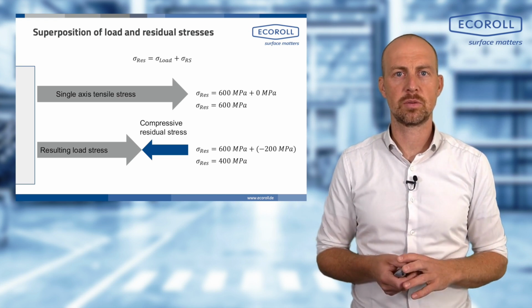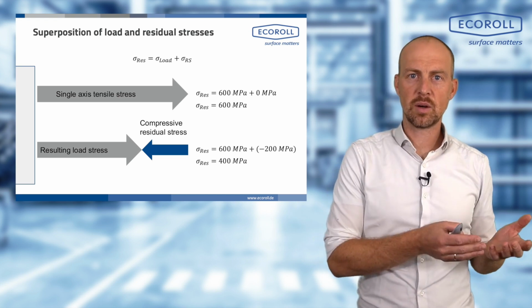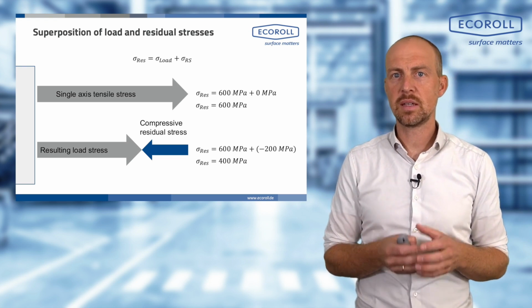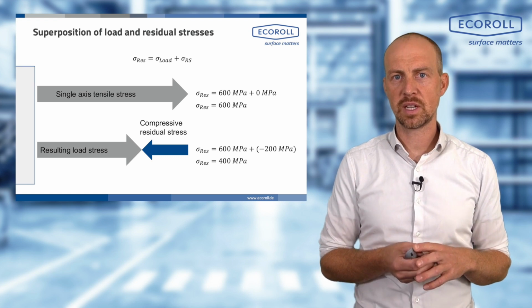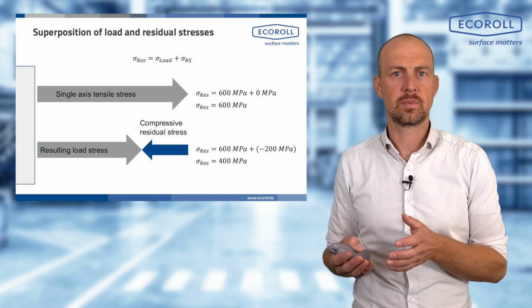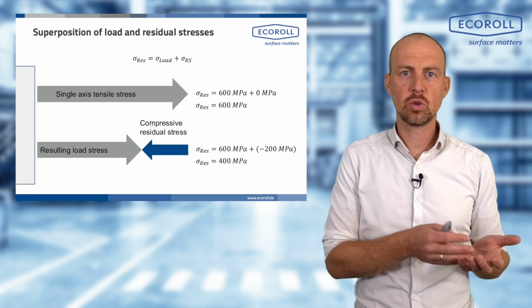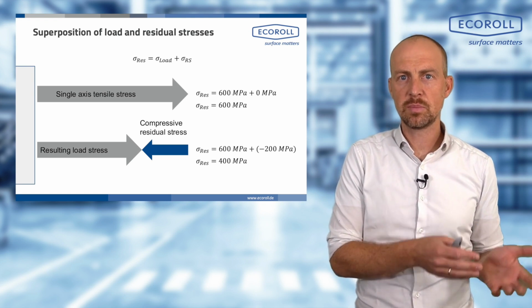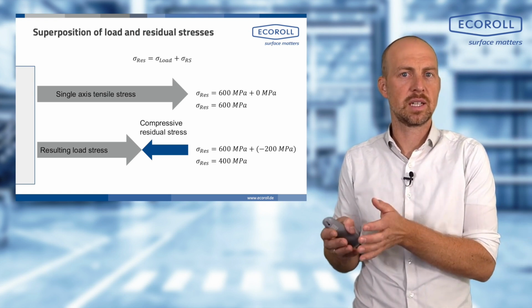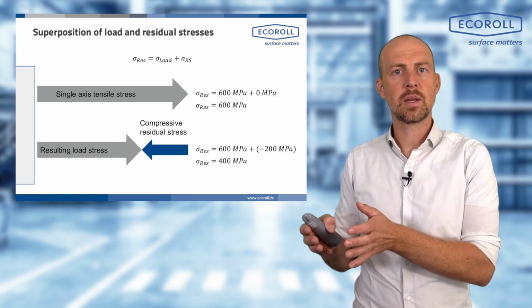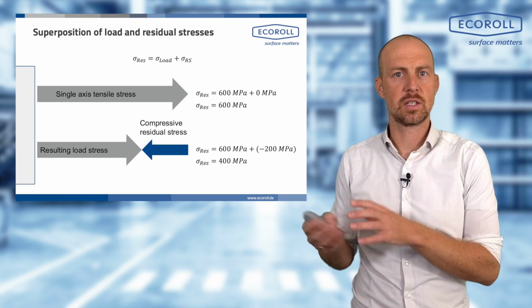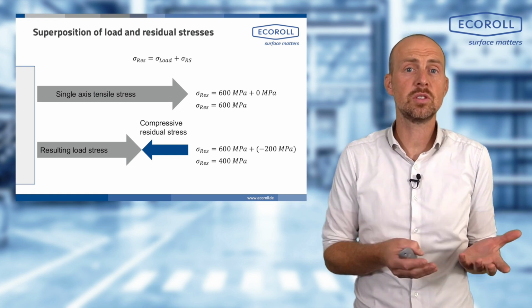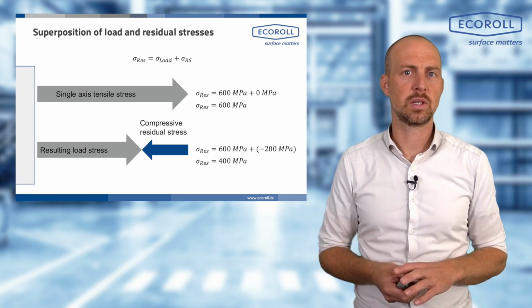A simple relationship. But now I can also take the other component and say, my component contains a compressive residual stress in the direction of the applied load. That means I can use the formula again and say the resulting sigma equals 600 MPa tensile load stress plus 200 megapascals compressive residual stress, so minus 200 megapascals. The resulting stress is then 400 megapascals.